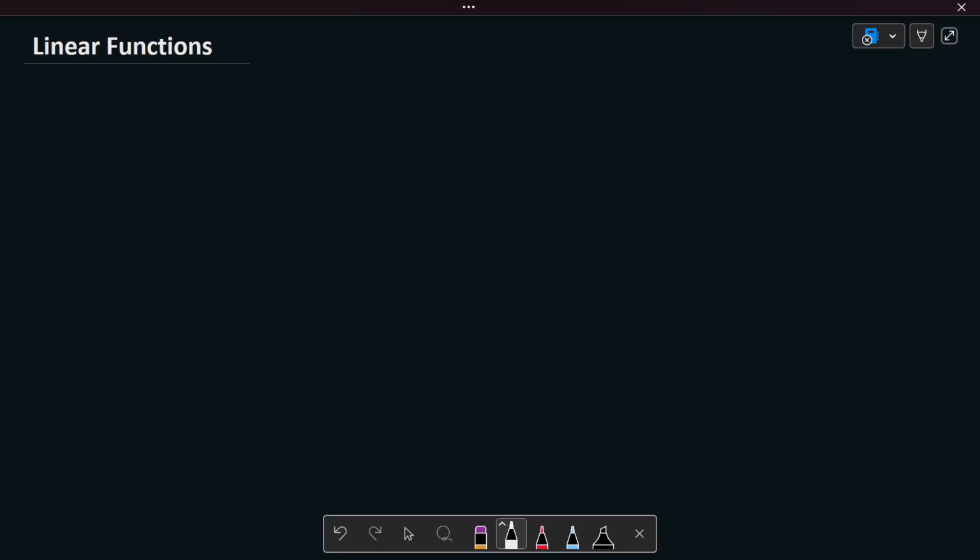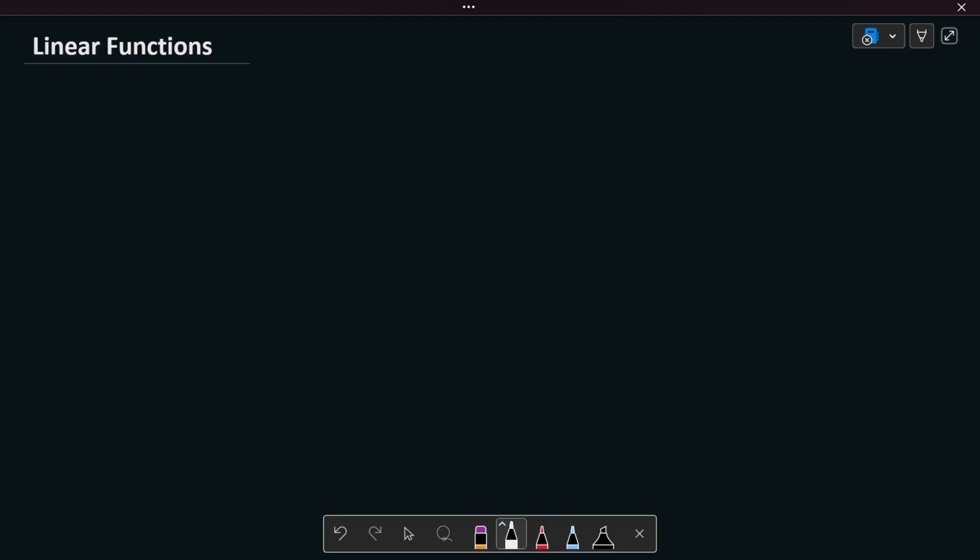Okay, now we are in the introduction to linear functions. In the last video I went over how we interpret a Cartesian plane, basically. How do we understand the Cartesian plane? In this video, we're going to use that Cartesian plane in order to actually draw our functions.